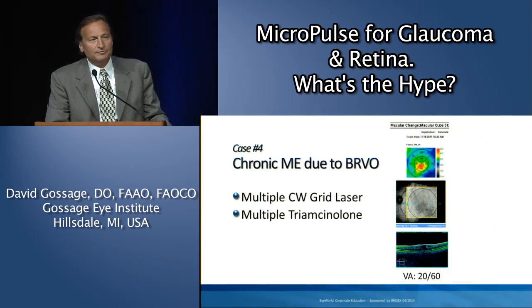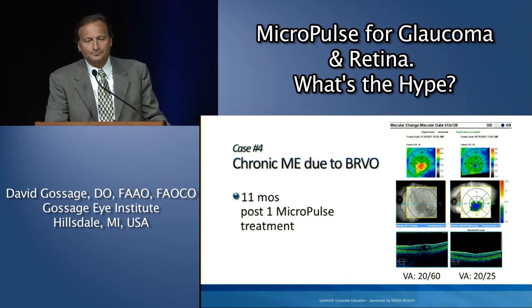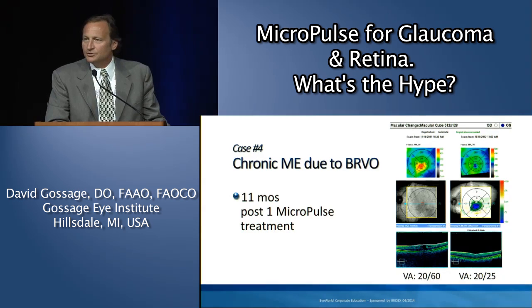Here's another case of a chronic macular edema due to a vein occlusion. This patient had multiple continuous wave laser therapy along with Kenalog injections. Visual acuity remained at 20/60. Here they are post-MicroPulse treatment 11 months later. Visual acuity improving from 20/60 to 20/25 with nice resolution of the edema.